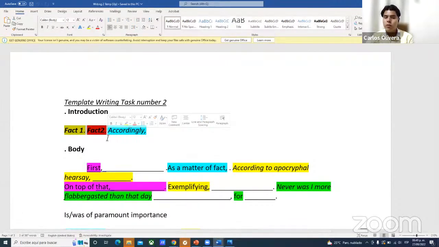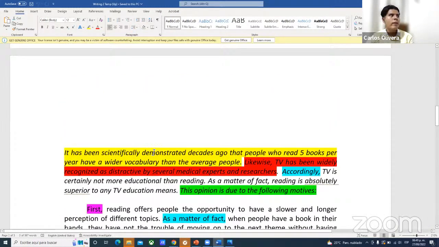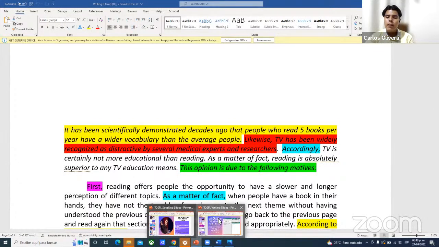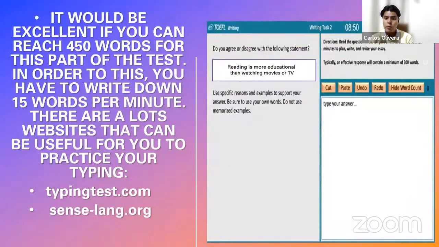Because the first thing you're going to write down in your essay, dear Shirley, is not going to be your opinion. The first thing you're going to write down in your essay, as I say, is basically two facts or two different pieces of information that are supporting your premise or supporting your contention right from the beginning, okay? So let me tell you, for this essay, what I did, dear Shirley, was to write down an essay arguing that I agree with this, that reading is more educational than watching movies or TV.